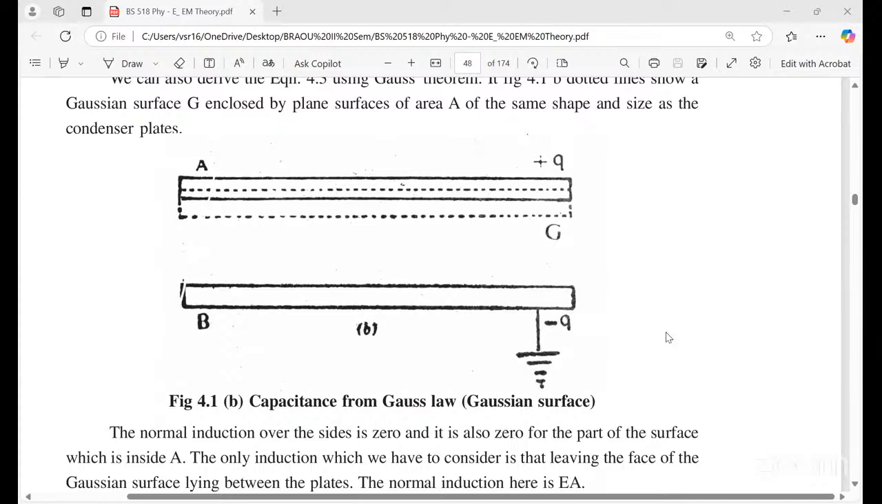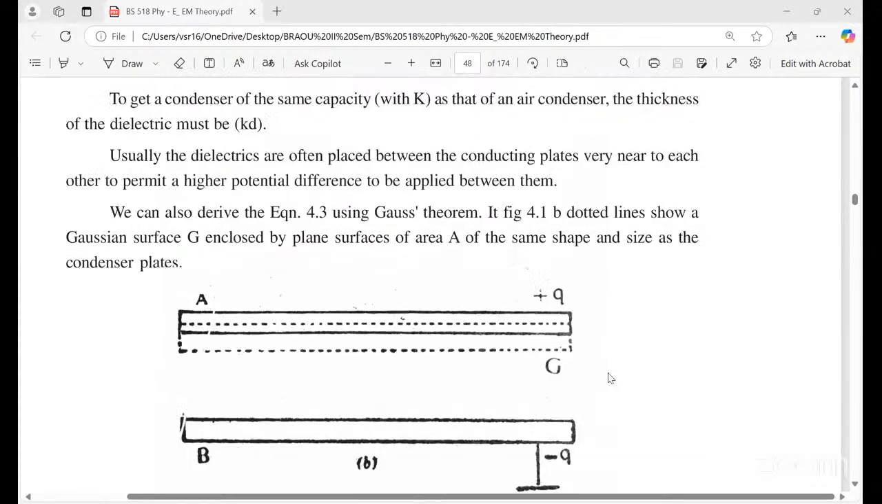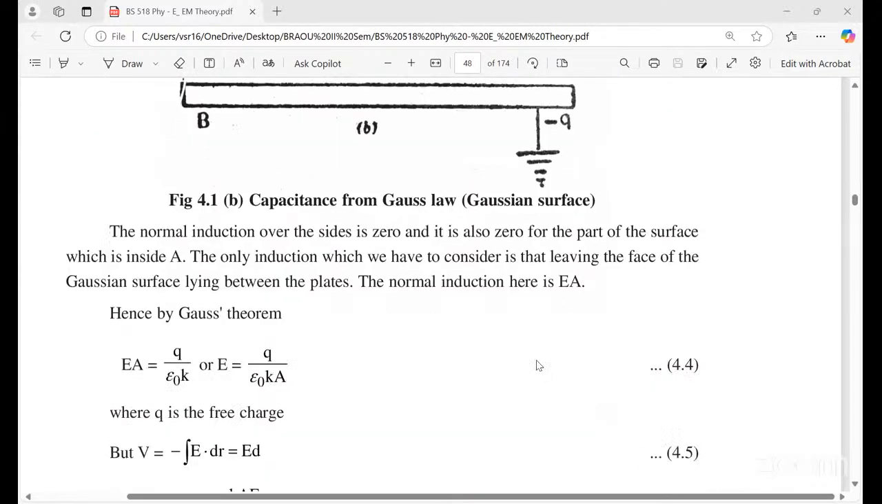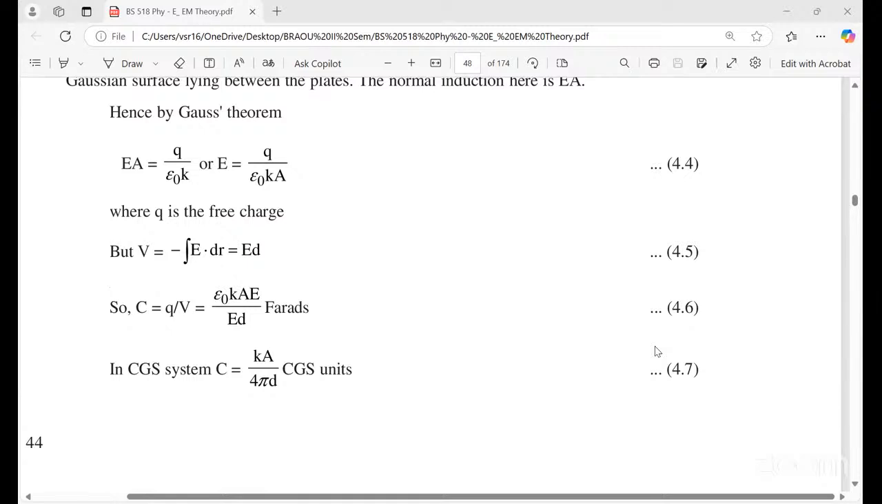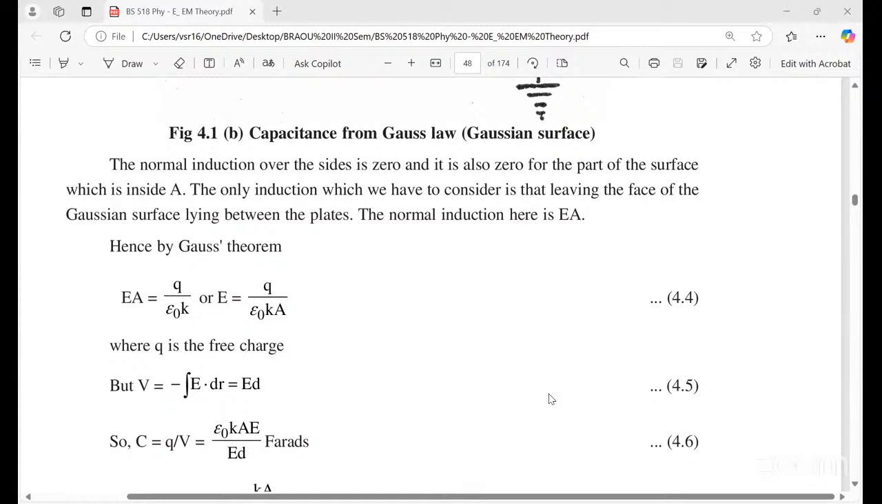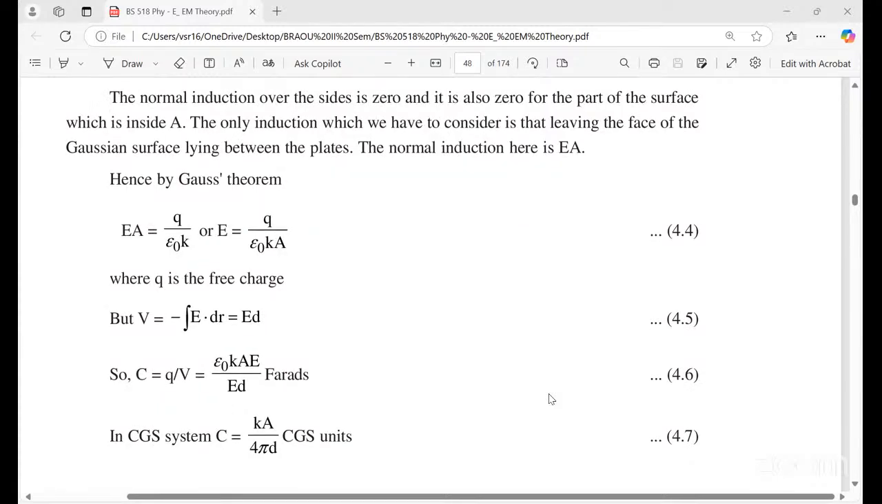Other thing is that here, if a dielectric slab is filled between these two plates of the capacitor, how is it going to change? One plate has negative charge, the other plate has positive charge. So these are separated by a distance here. The other plate is grounded. So in this case, applying the Gauss theorem.